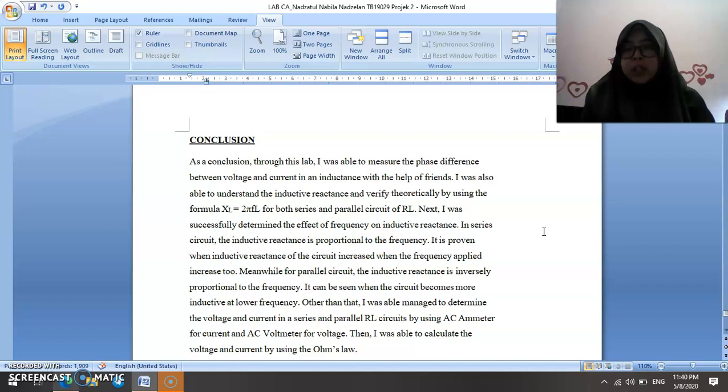In the series circuit, the inductive reactance is proportional to the frequency. It is proven when the inductive reactance of the circuit increases when the frequency applied increases too. Meanwhile, for the parallel circuit, the inductive reactance is inversely proportional to the frequency. It can be seen when the circuit becomes inductive at lower frequency. Other than that, I was able to determine the voltage and current in the series and parallel circuit by using an AC ammeter for current and an AC voltmeter for voltage. Then I was able to calculate the voltage and current by using Ohm's law.